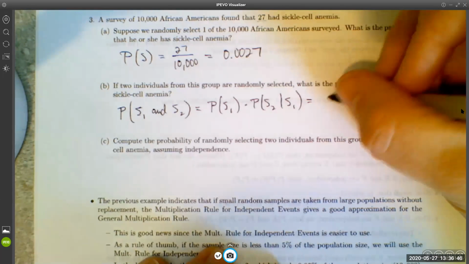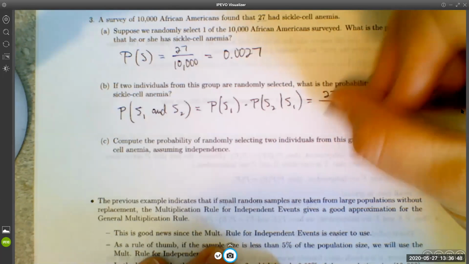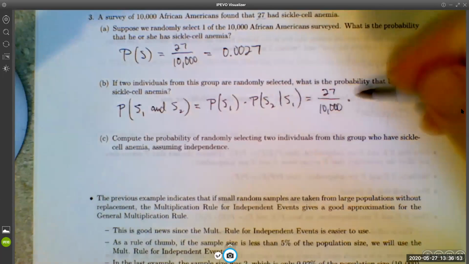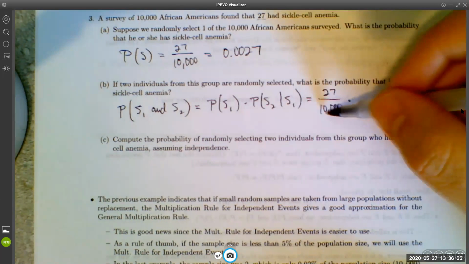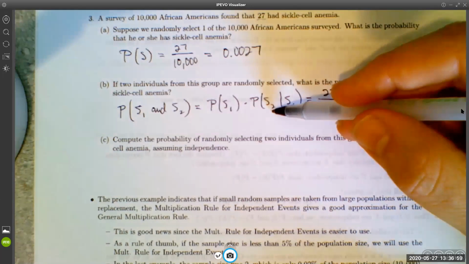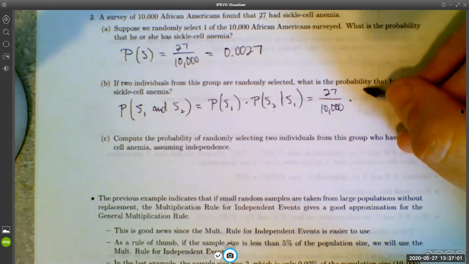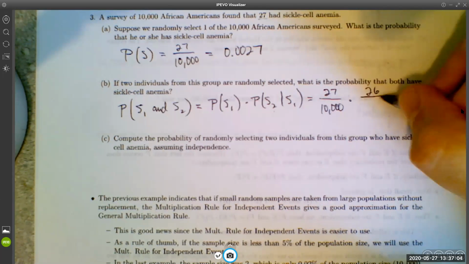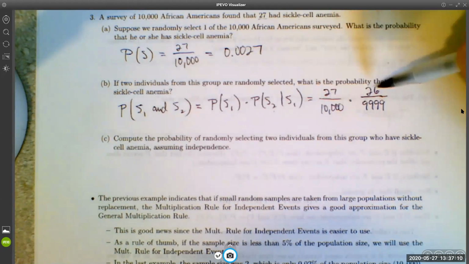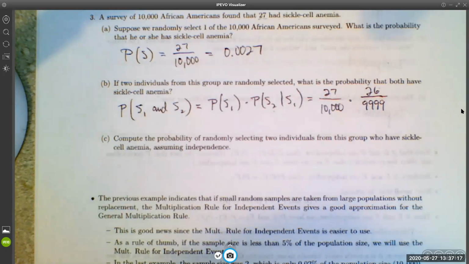The probability that the first person has sickle cell is 27 out of 10,000, just like we saw in part A. But now, if you assume that you've chosen somebody already from these 10,000 people who has sickle cell anemia, then the probability you're going to draw another person with sickle cell anemia is now 26 out of 9,999, right? Because you already chose a person with sickle cell, and so there are only 26 people left who have sickle cell anemia, and there are only 9,999 people left to choose from.